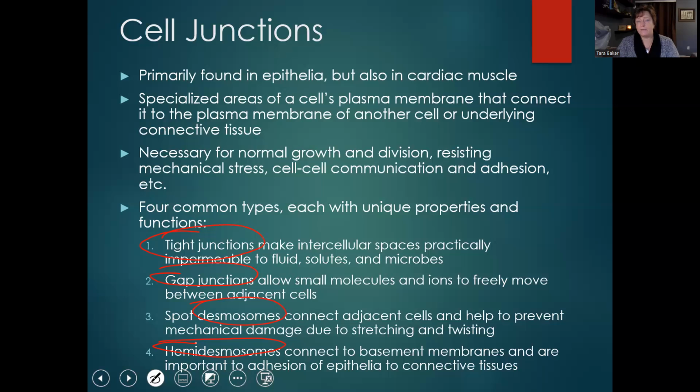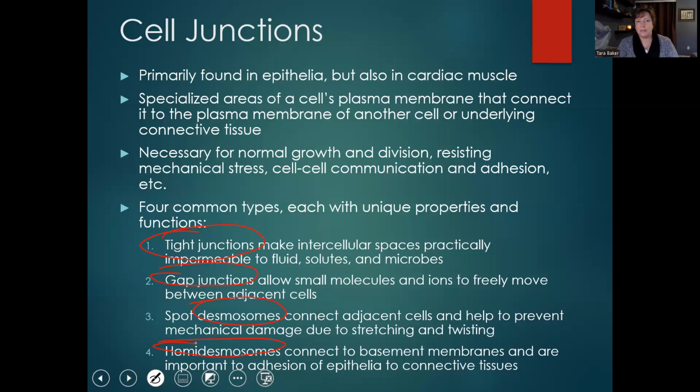The gap junction we've talked about with cardiac muscle. The gap junction is like a tube or a straw that connects cells, and specifically connects the cytoplasms. So that means that anything on one side of the cell in the cytoplasm can move across to the other cell. So that's a gap junction, and we've seen that in the cardiac muscles.